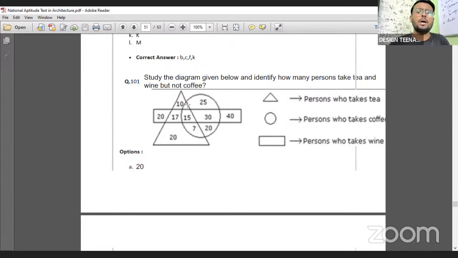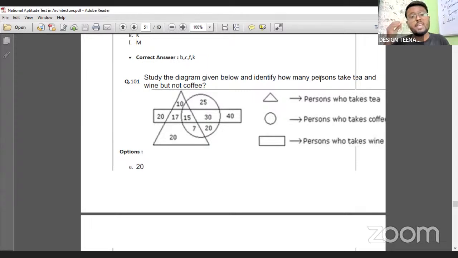So first, tea and wine, but not coffee, they are talking about. So for wine, which is this one, everyone who is over here takes wine. Now out of which, for tea, they are in the triangle. So they take tea and wine, but they don't take coffee. So they are exclusive of coffee. They take both tea and wine, they have not mentioned only.